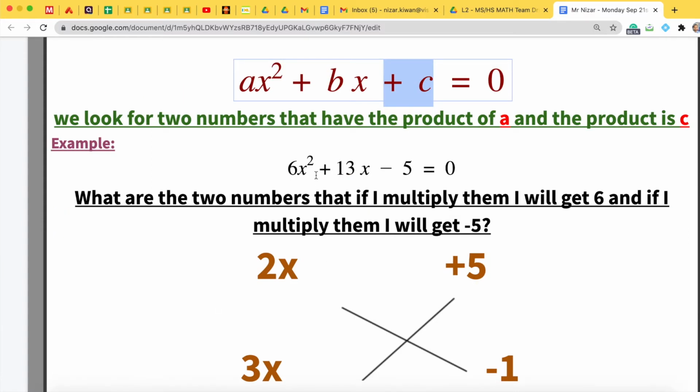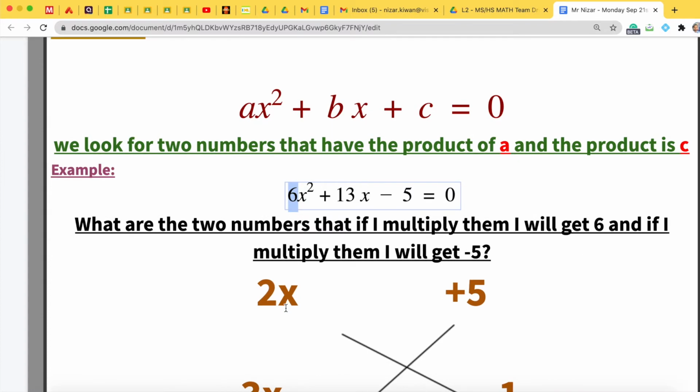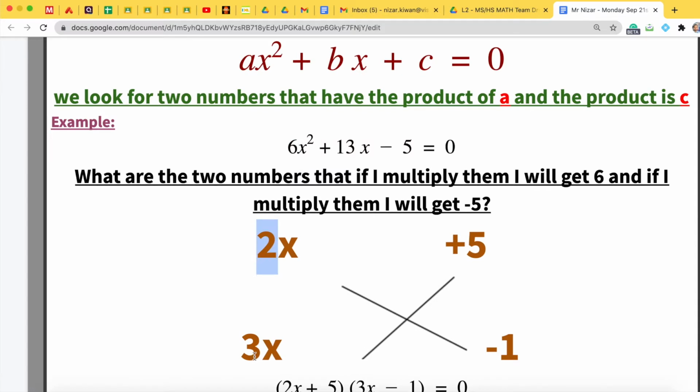We have 6x^2 + 13x - 5 = 0. Since a is 6, that means we are in case number 2 because a doesn't equal 1. a is 6, c is negative 5. So these are products. Again, forget b. Now you need to look for two numbers that if you multiply them you will get 6. So the numbers are 2 and 3, let's say. So you write 2x and 3x. You need to write x next to it. Why? Because x times x is x^2. So I write them under each other.